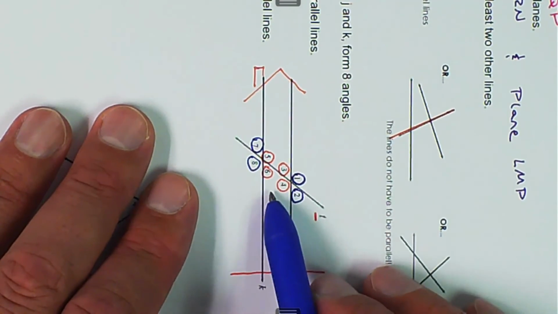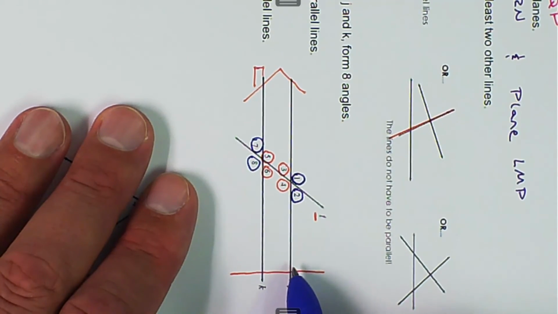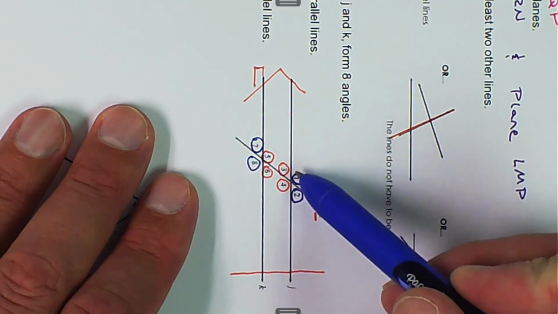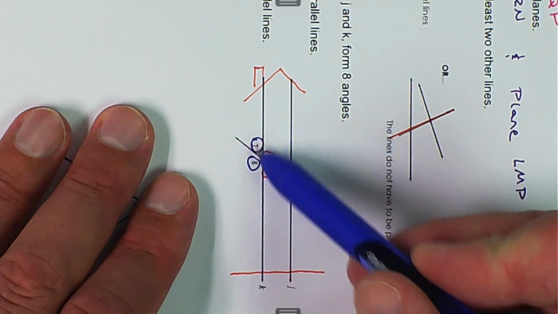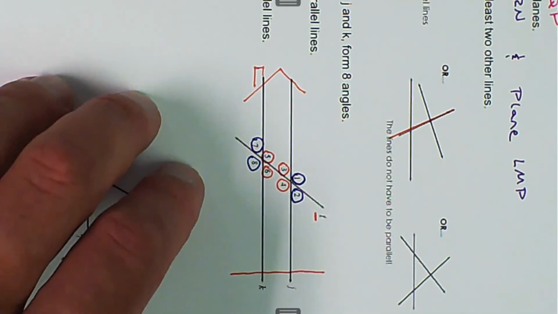So the interior angles are the angles that are in between the parallel lines, and the exterior are the ones that are outside of the parallel lines.